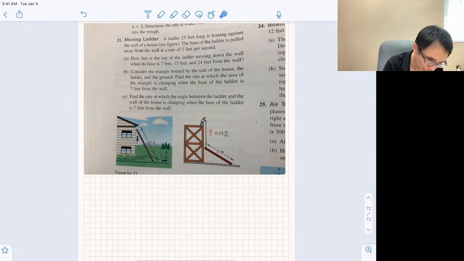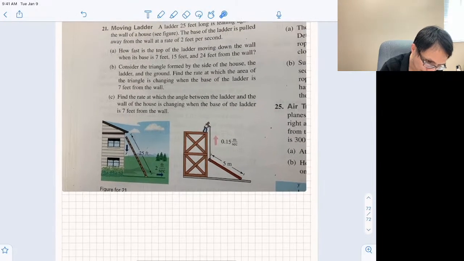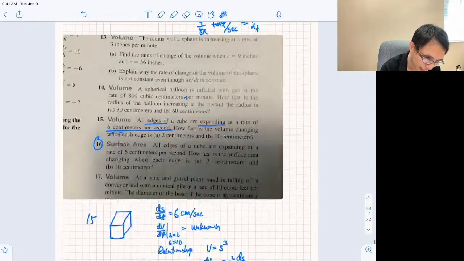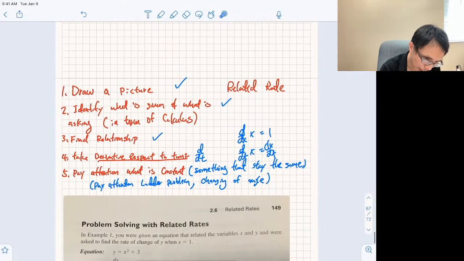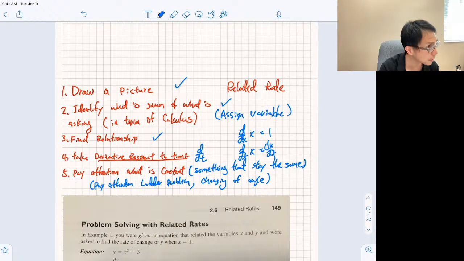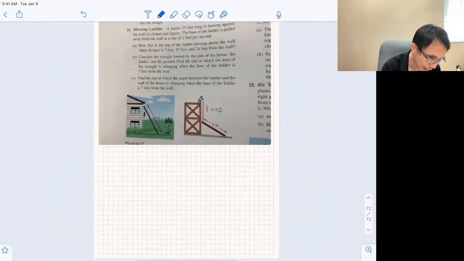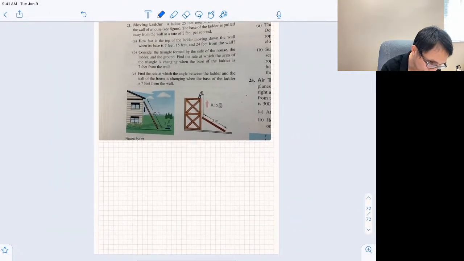Okay, let's draw. Those pictures are already there. So this thing is pulling away. The one thing I forgot to mention is this: identify what is given and what is asked. At the same time, you might need to assign variables. In this case there are no variables, so you have to assign them. The picture is like this, but no variable is involved, so I will assign variables to talk about how to deal with this problem.